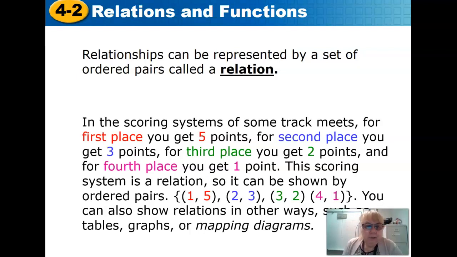So an example, in the scoring systems of some track meets, for first place you get 5 points, second place you get 3 points, and for third place you get 2 points, and for fourth place you get 1 point. The scoring system is a relation, so it can be shown by the set of ordered pairs. Notice the set is in curly brackets, and the ordered pairs are in parentheses. So first place, 5 points, second place, 3 points, third place, 2 points. Fourth place, 1 point. That's our ordered pairs. But we can also show relations in tables, graphs, and mapping diagrams.